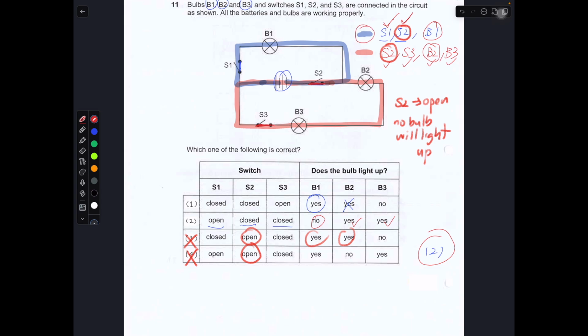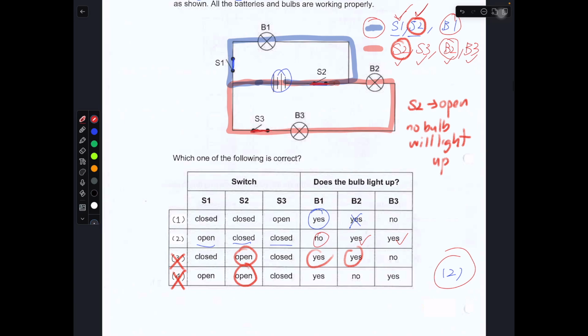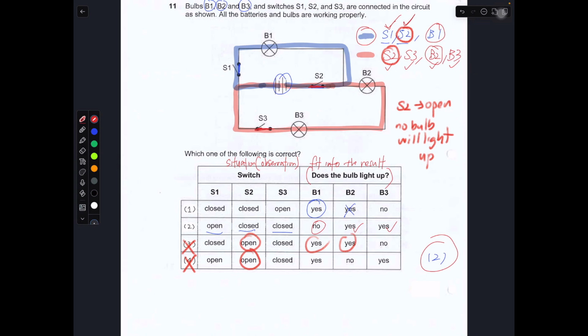Tracing the electricity flow is very important in this kind of question to be able to analyze whether the situation, or sometimes what we call the observation, fits into the result. This is the result, whether the bulb lights or not. You basically use the evidence or the observation provided in the table to see whether it matches the result that is given.